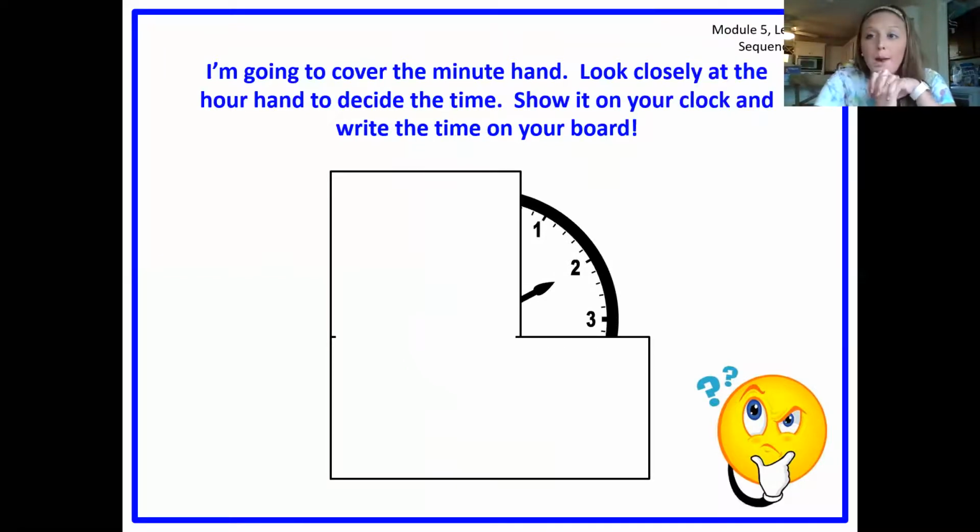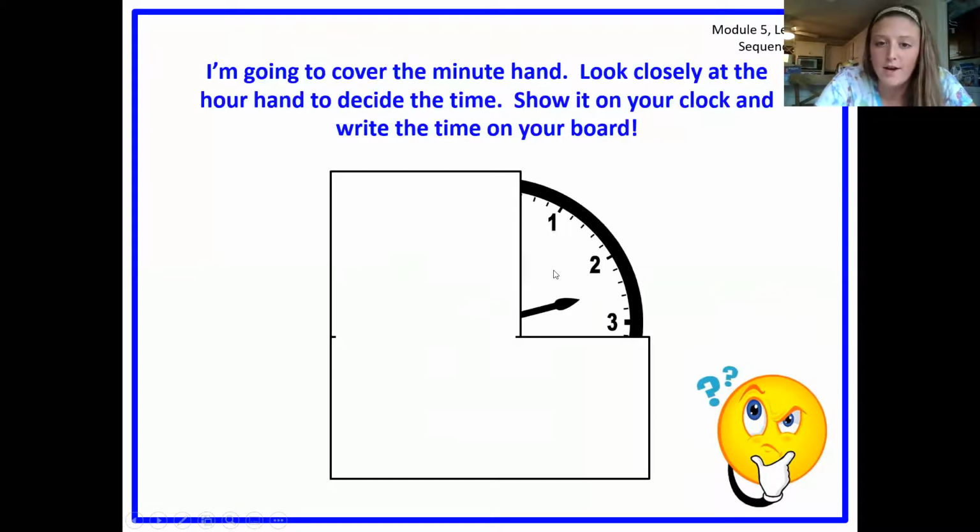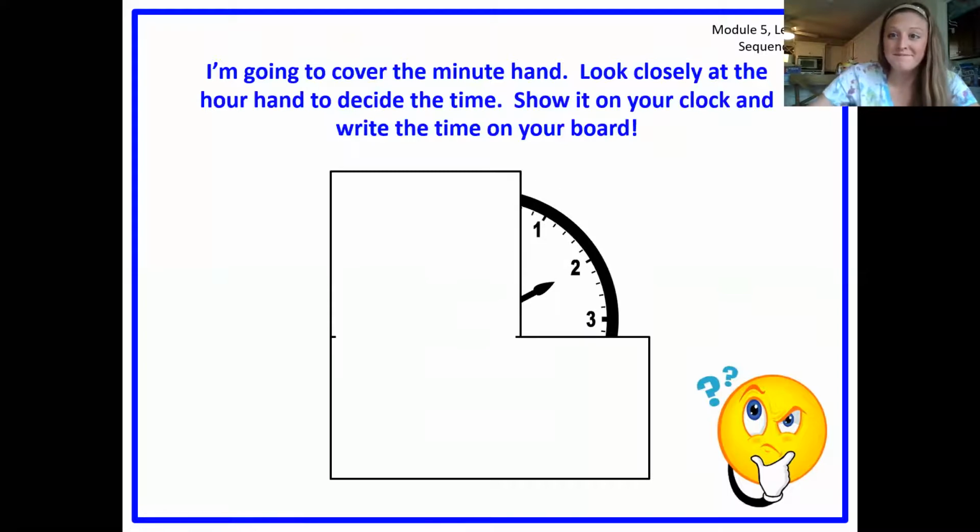We're going to work on quarter of an hour, but I want us to think about first, if we can look at where the hour hand is, if we could tell where the minutes are. So I can see in this picture, my hour hand is pointing directly to the 2. So if I know my hour hand is pointing directly to the 2, I know my minute hand is going to be where? It's going to be up at the 12 because it hasn't gone through the hour at all, right? So when the hour hand is on a number, the minute hand is going to be up at the top for o'clock, okay?